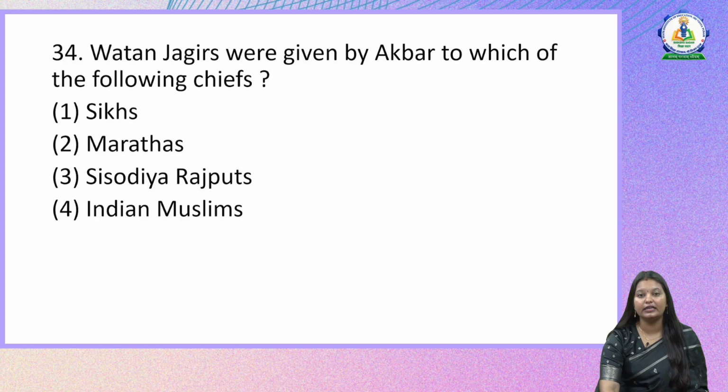Now the next question is, Watan Jagirs were given by Akbar to which of the following chiefs? The options are Sikhs, Marathas, Sisodia Rajputs and Indian Muslims. During Akbar's reign, he associated with a lot of Rajputs and gave them Watan Jagirs. So the right answer here is Sisodia Rajputs.